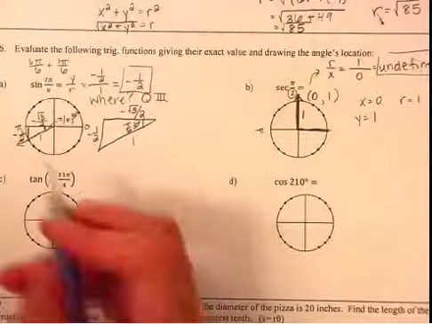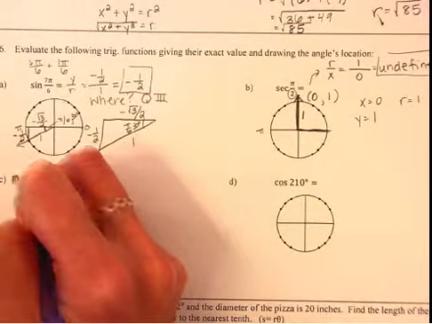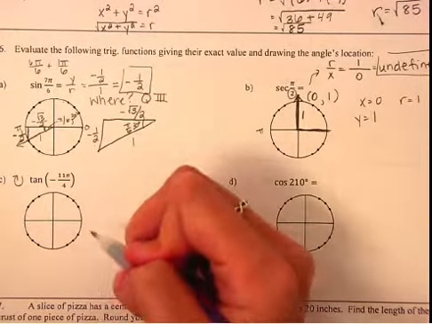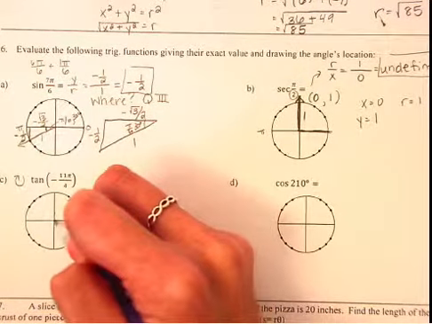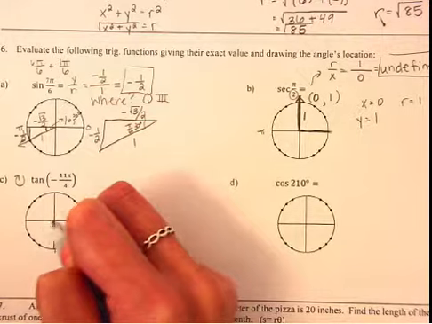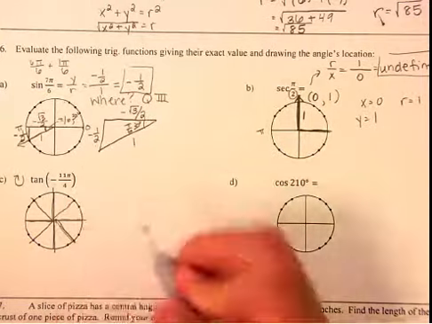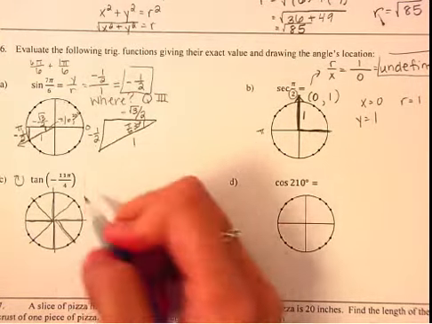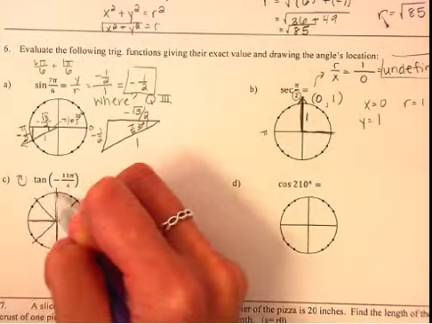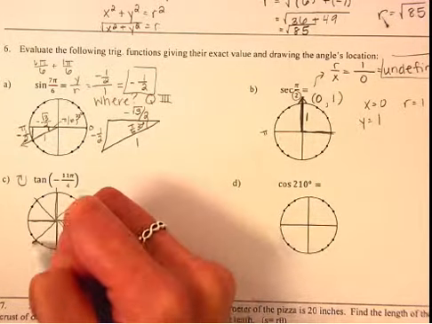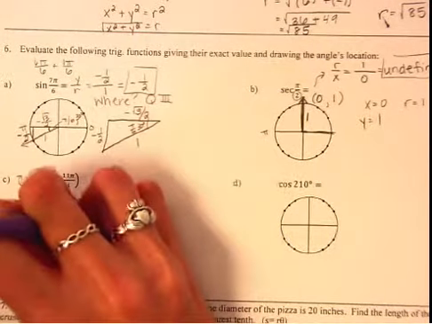Letter C, tangent of negative 11 pi over 4. Negative tells me I'm going to go clockwise. Now, some of you like to split your circle up into pieces. So over 4 means the bottom and the top all have 4 slices. And the easiest way for me to do this is to just count around. I'm going clockwise through 11 slices. So 1, 2, 3, 4, 5, 6, 7, 8, 9, 10, 11. So my terminal side ends in the 3rd quadrant.